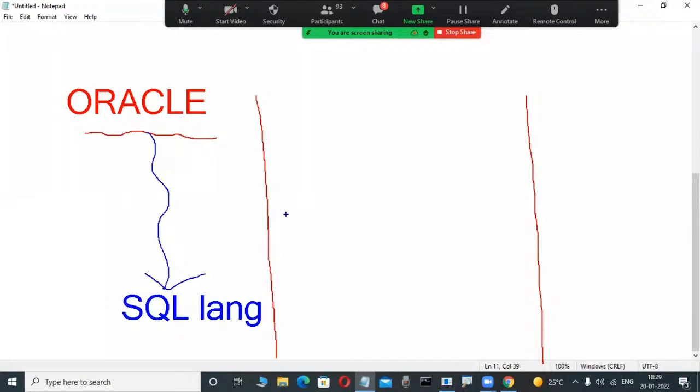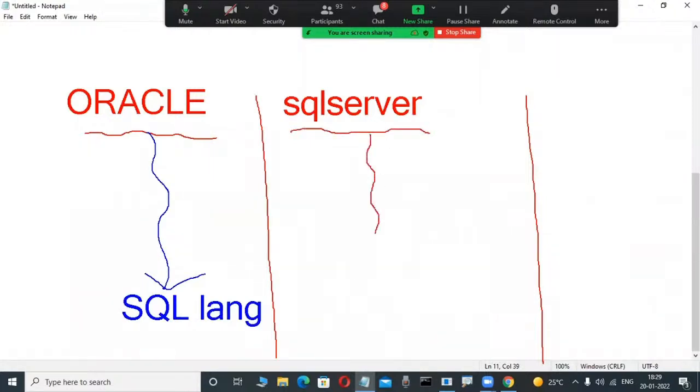Suppose in my company there is another project, which is also a relational database product, from Microsoft. That is SQL Server. Some employees are working on the SQL Server product. It is also a database product, like Oracle, but to operate it they use one language. What is that language? SQL is a language. Observe here.